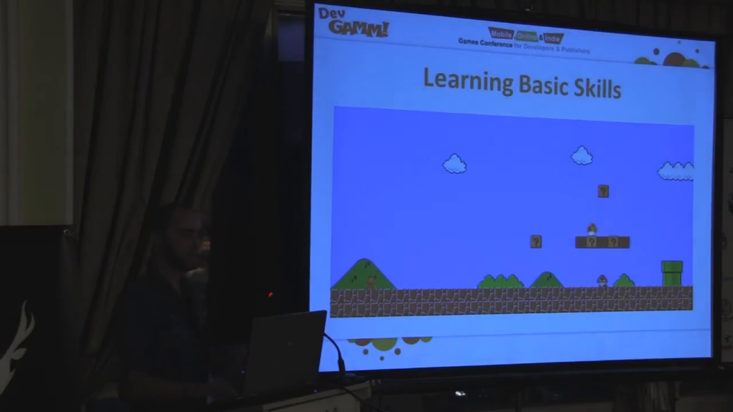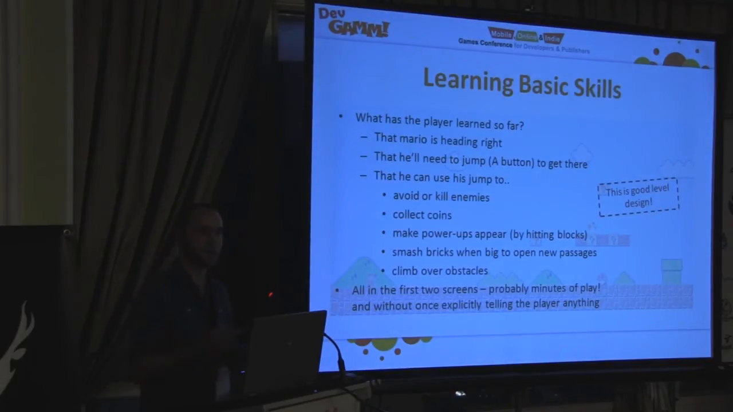So that's a lot of things that the player already learns in this very short section of the map. He learned that the goal of the game is to go right. He knows that he needs to push the A button to jump to get to the right, and he can use his jump skills to avoid or kill enemies. He can collect coins with his jump skill, he can make power-ups appear, he can smash bricks when he's big, and he can climb over obstacles with his jump power.